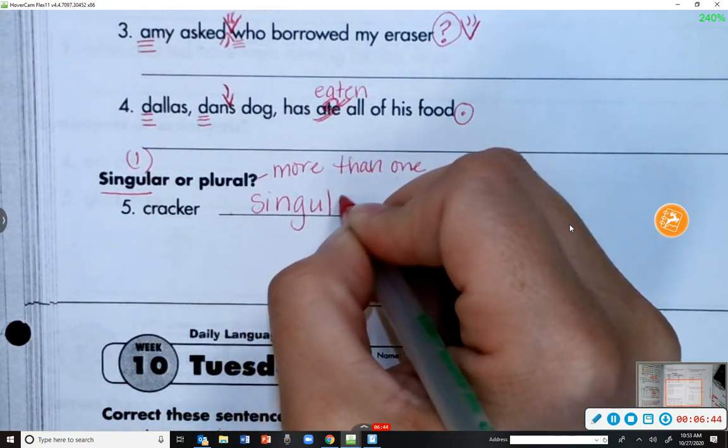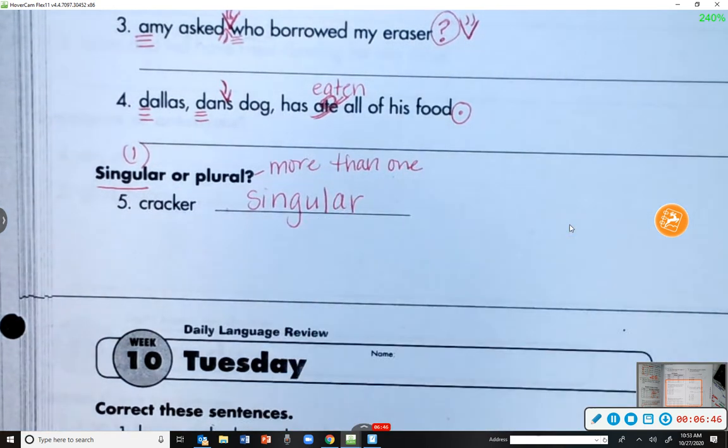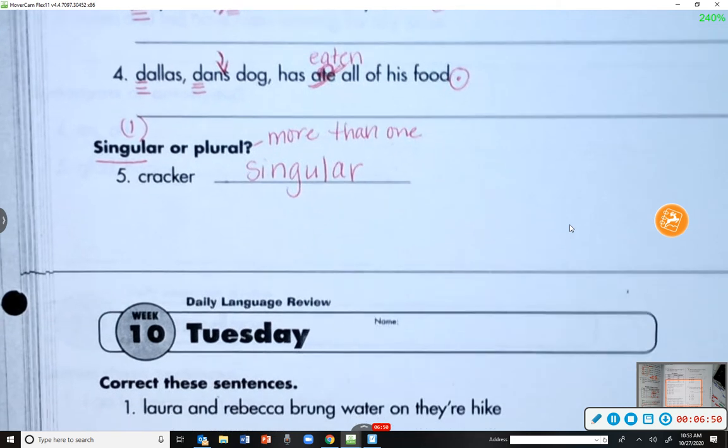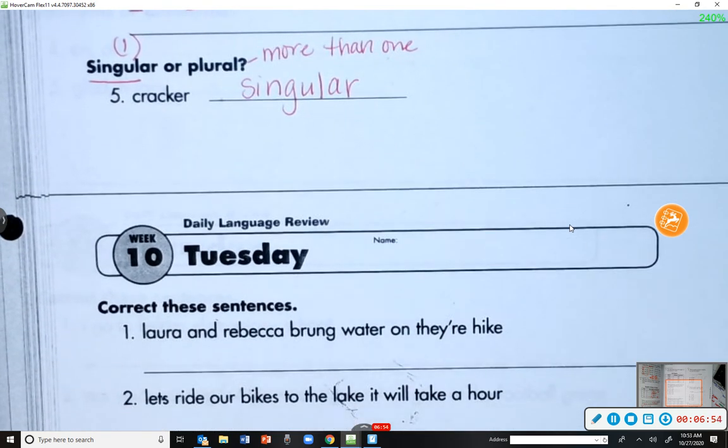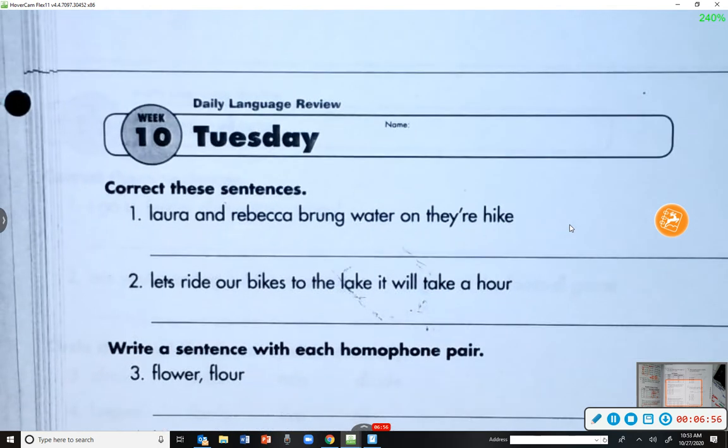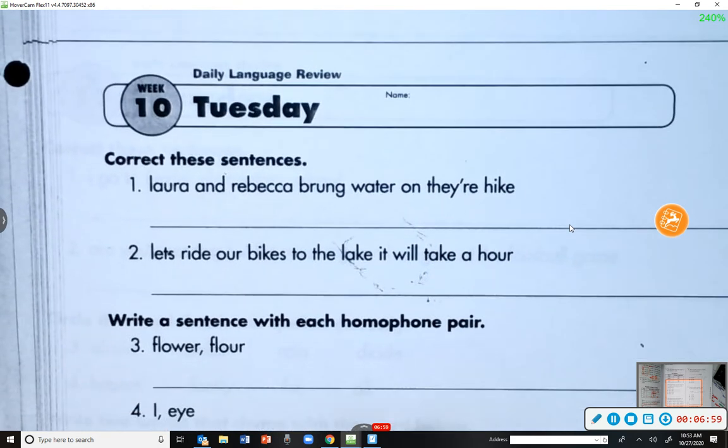Think of singular as single. Single means one. Singular means that word is only talking about one thing, okay? Now let's go to Tuesday.